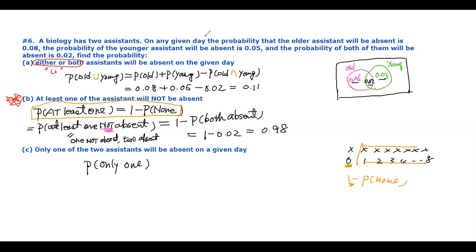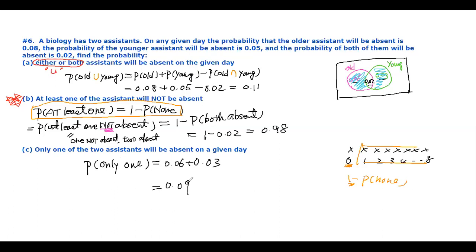So the only one, that means I'm really looking for which area? This area and this area. Only one, right? That means either the older one or the younger, only one. So that will be 0.06 plus 0.03. Correct? So that's why I will give you 0.09.